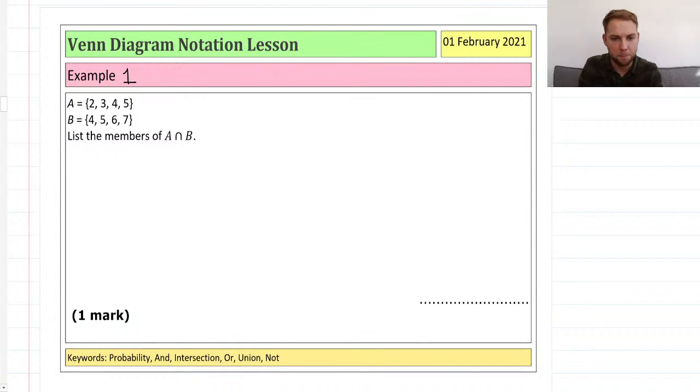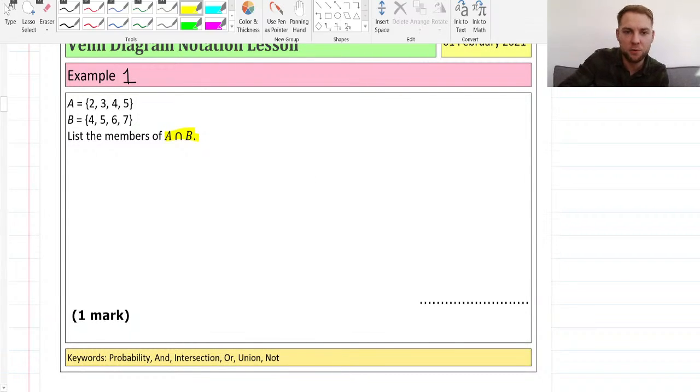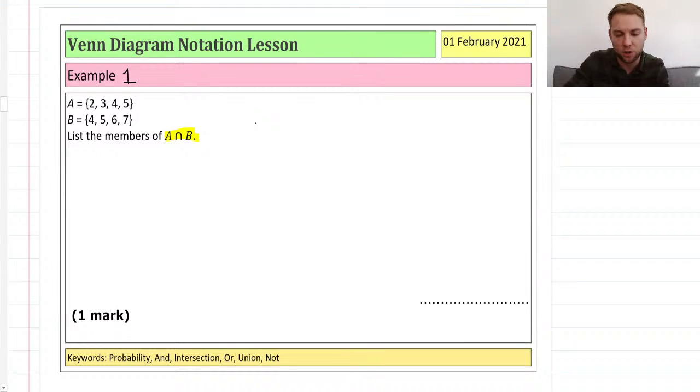So list the members of A and B. Now you've got to know that this here means and. So what we're looking for is everything which is in A and B. Any numbers that cross over. Now you could, if you want to, actually draw a diagram for this. So if I was to draw this diagram, in fact I will show you this.